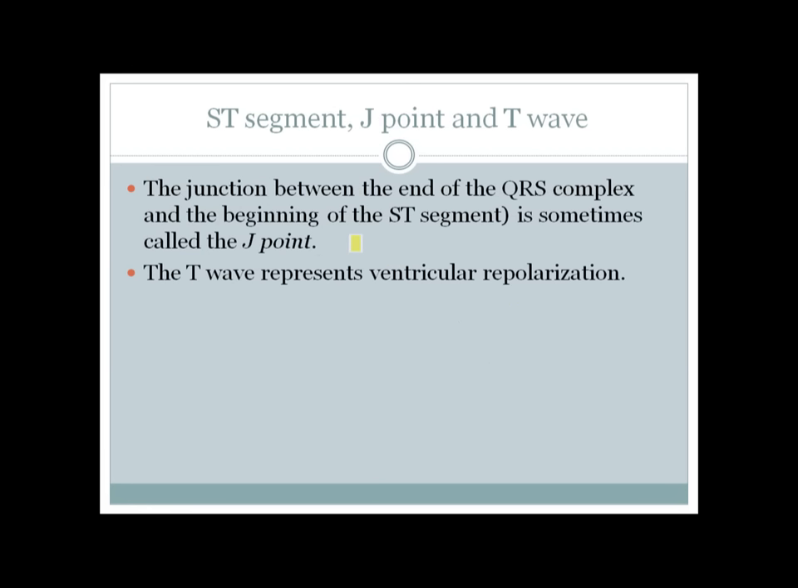So the J point is actually a junctional point between the end of the QRS complex and the start of the ST segment. So it's a junction between QRS and the ST segment. So it's very important to know. And the T wave represents the ventricular repolarization.